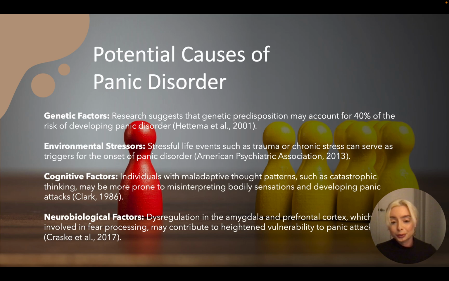There's also neurobiological factors. Dysregulation in the amygdala and prefrontal cortex can disturb fear processing and may contribute to heightened vulnerability around panic attacks. And again, this continues the cycle of panic attacks and heightened awareness states.